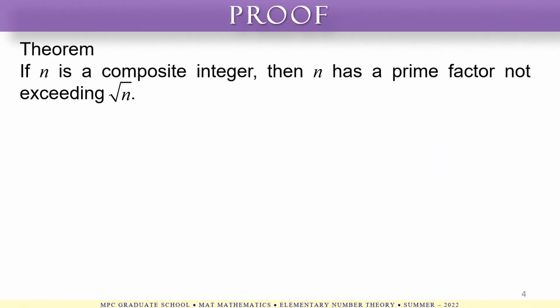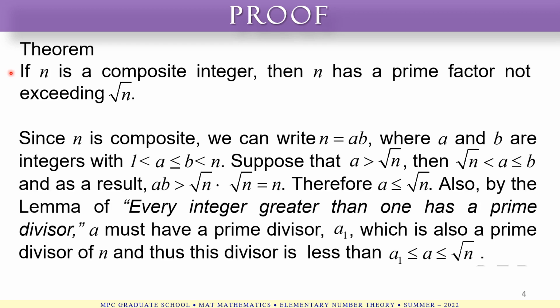Now let's take a look at the proof of this theorem. If n is a composite integer, then n has a prime factor not exceeding the square root of n. Since n is composite, we can write n equal to the product of a and b, where a and b are integers between 1 and n, and a is less than or equal to b. Suppose that a is greater than the square root of n, then b, which is greater than or equal to a, is also greater than the square root of n.